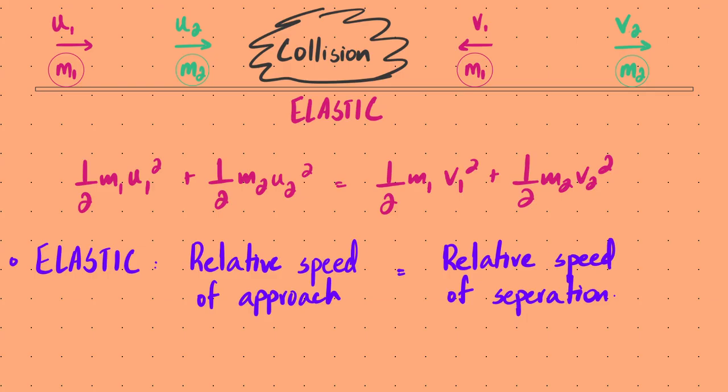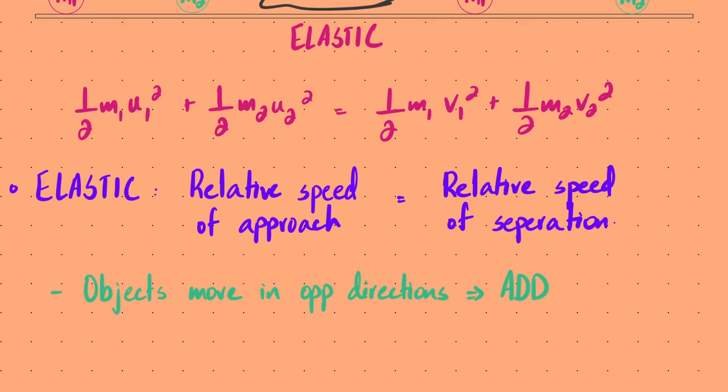First, let me go through the rules for how we write this. If objects move in opposite directions, meaning that if one is moving to the right, the other one is moving to the left, so they have different directions, we add for the relative speed. And similarly, if objects move in the same direction, we subtract for the relative speed.